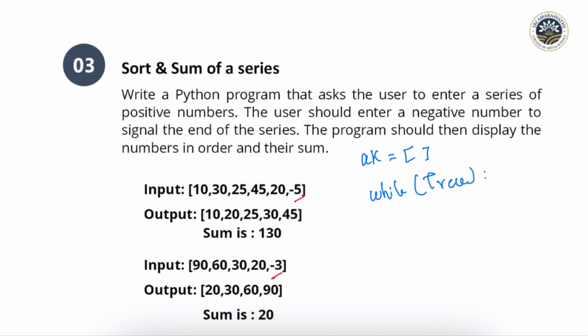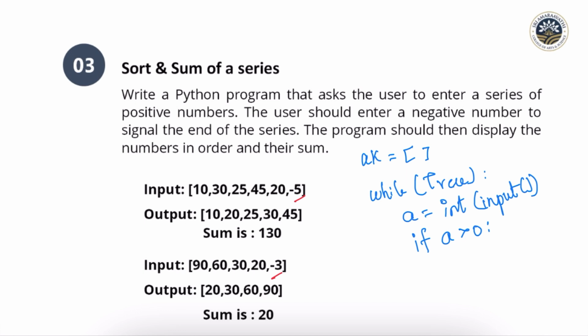I need to get an input from the user every time. So a is equal to int of input, because I'm getting an integer value. If a is greater than 0, which means it is a positive number, why not equal to 0? Because they mentioned only positive numbers, so I need not mention equal to here. If a is greater than 0, I need to store that value into the list.